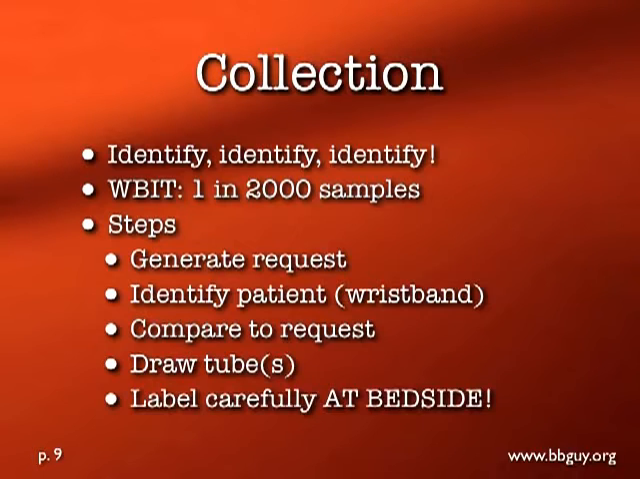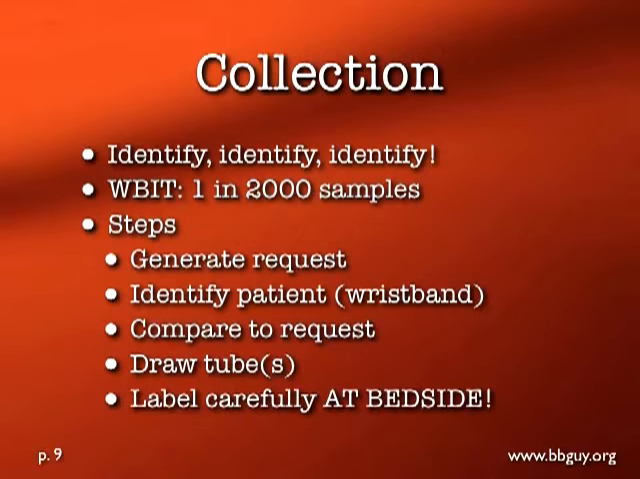So the steps to collection include the generation of a request, whether that comes from the computer or it's handwritten, identify the patient using a wristband, compare that patient information to the information on the request, and please make sure that it matches. If you're someone who works in doing phlebotomy, it's so important. The smallest mistake can cause your sample to be rejected, and you have to redraw a patient again for testing. Nobody wants to do that. Nobody wants to tell you to do that. So please do it right as often as you can.